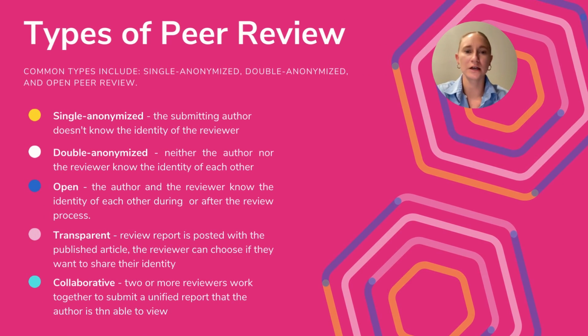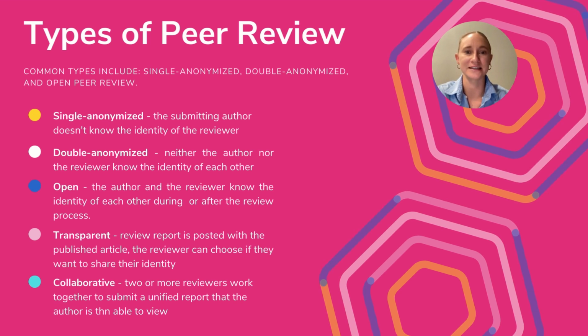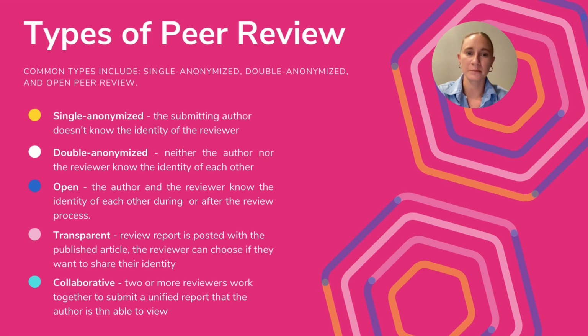These include single anonymized, in which the author doesn't know the identity of the reviewer; double anonymized, in which the reviewer doesn't know the identity of the author, as well as the author not knowing the identity of the reviewer. There is open, in which the identity of the author and reviewer is known by all participants during or after the review process. And then there are a few other types, including transparent, where review reports are posted with the published article, where the reviewer can choose if they want to share their identity or not. And then collaborative, where 2 or more reviewers work together to submit a unified report.